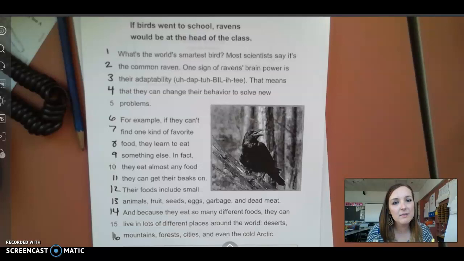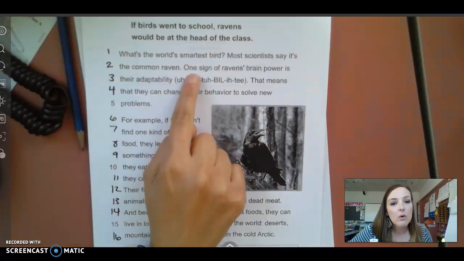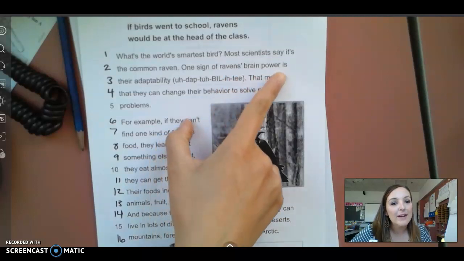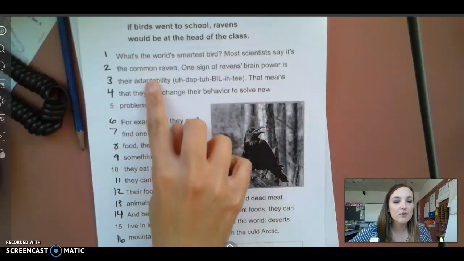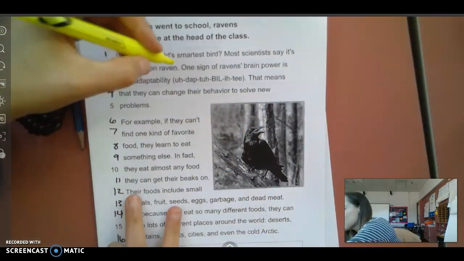Wow, so that's something that we've probably learned this week about ravens. They can live almost anywhere because they eat almost anything. So let's look at lines in the beginning here. So let's start at line number 2. One sign of ravens' brain power is their adaptability. So I'm going to highlight that sentence.